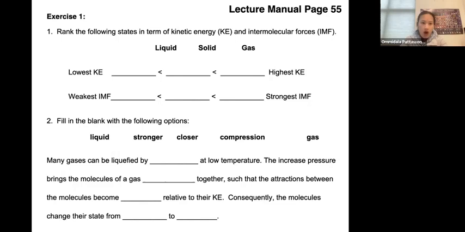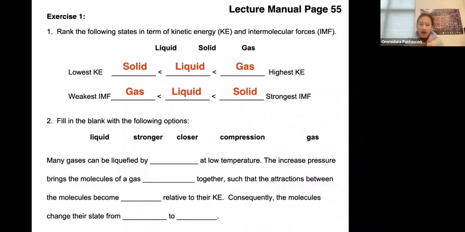In exercise number one, we are going to look at the relationship between kinetic energy, intermolecular forces, and state of matter. Which state has the lowest kinetic energy? The answer is solid, because solids stay close together and have the least motion, only vibration. That's all they can do. Because they are tightly packed together, solids have the strongest intermolecular forces, since they interact with each other the most.